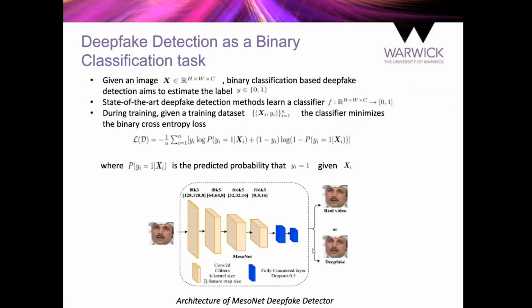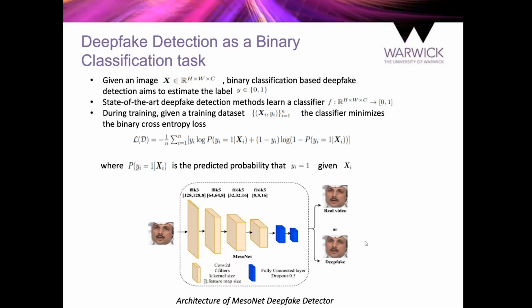So traditional methods approach deepfake detection as a binary classification task, which means that given an input image, binary classification-based deepfake detection aims to estimate the label of the input image, and the image can either be real or fake. State-of-the-art deepfake detection methods learn a classifier, which can be thought of as a function that maps the original input image to a probability between 0 and 1, which is the probability that the image is real.